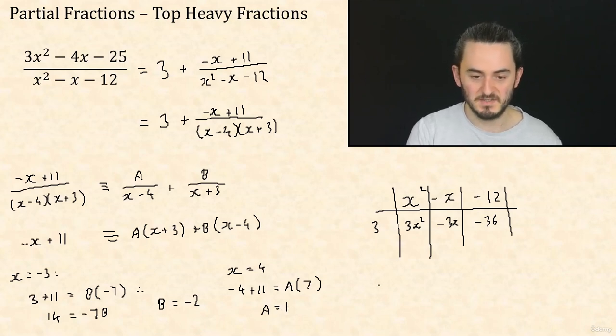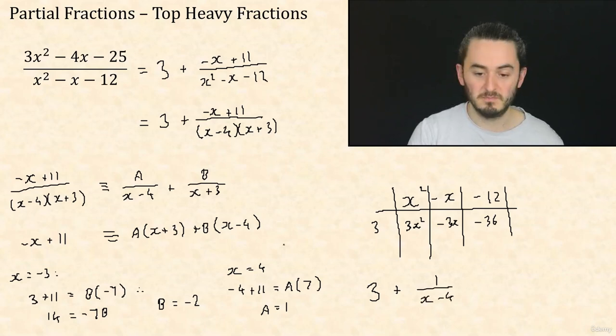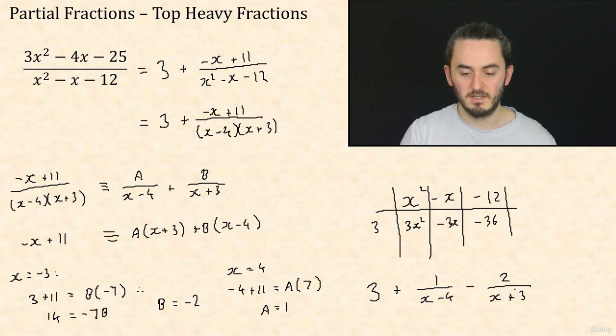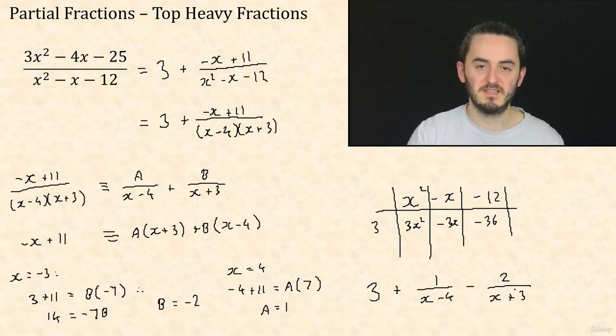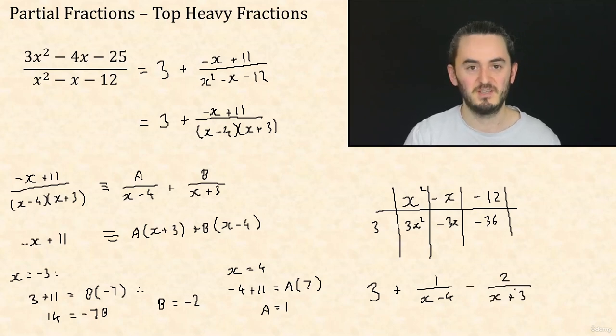Right, that means that my initial algebraic fraction was the same as 3 plus a over x minus 4, so a is 1, so 1 over x minus 4, and then plus b over x plus 3. B is minus 2, so that's minus 2 over x plus 3. So there we go. That is how you split top-heavy algebraic fractions into partial fractions. I'll see you in the next video.